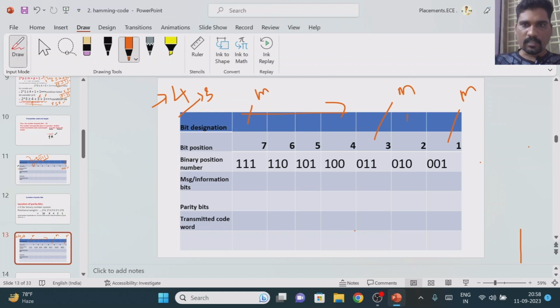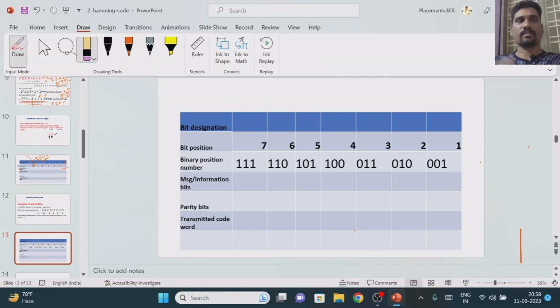Suppose for example, say this is my P1 value, this is my P2 value, this is my P3 value, the 3 parity bits, right? Then what are the empty positions here? Empty positions are nothing but the message bit values, right? That's it. So here we can find out the location for the parity bits. After finding the location of the parity bits, straight away we can write the location for the message bits. Now how to find out the location of the parity bits out of 1, 2, 3, 4, 5, 6, 7, right?